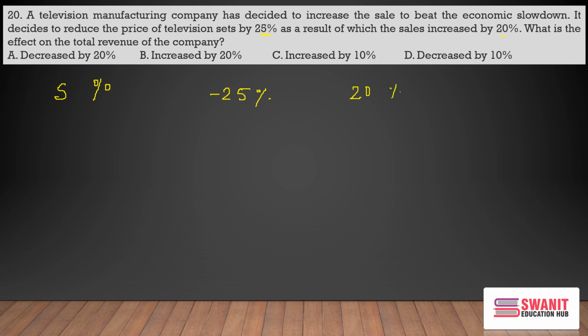So when we put the values in the formula, that is successive percentage is equal to A plus B plus AB upon 100. When we put these values, what do we get? Minus 25 plus 20 minus 500 upon 100. Upon cancellation, we get minus 25 plus 20 minus 5, that is minus 10%. So as you can see, a big question, but the answer is very simple. Decreases by 10% because there is a negative sign. So answer is option number D. Next question.